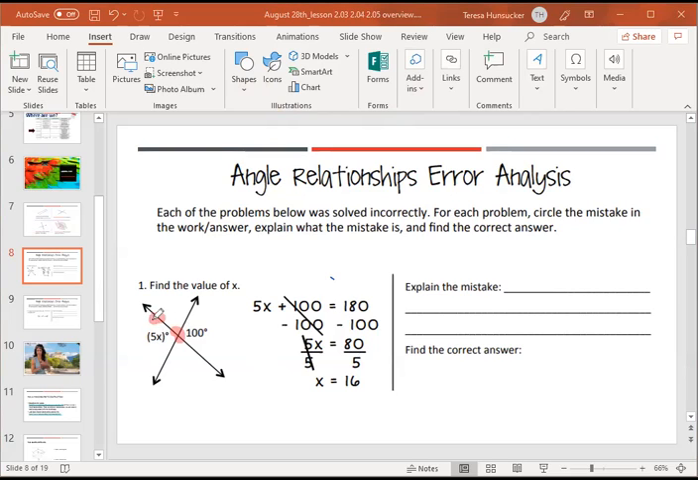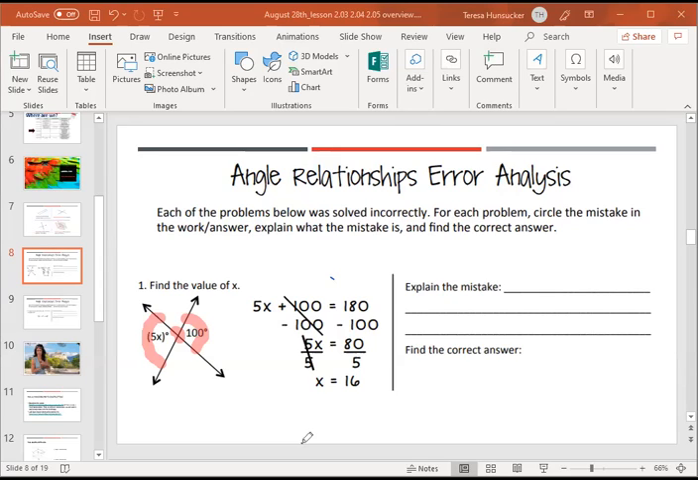Remember how we use arcs to show they're congruent? One arc apiece, kind of like how we use little tick marks on segments that are congruent. Well, we use arcs for angles. So we're going to say 5x, they're vertical. Yes, good job. Wouldn't both sides be 100? Yes, they'd both be 100.